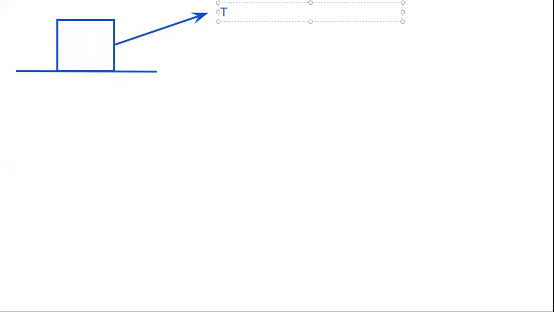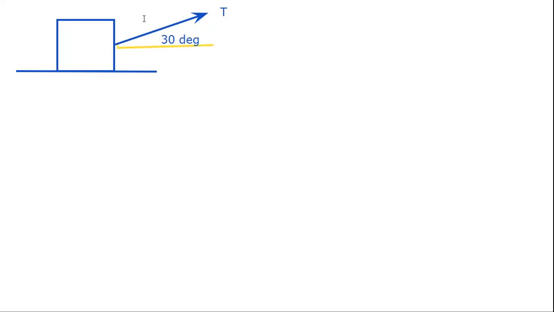So if this is our horizontal line, let's just use this one. There is an angle here equivalent to 30 degrees in between. So this is forming an angle of 30 degrees.